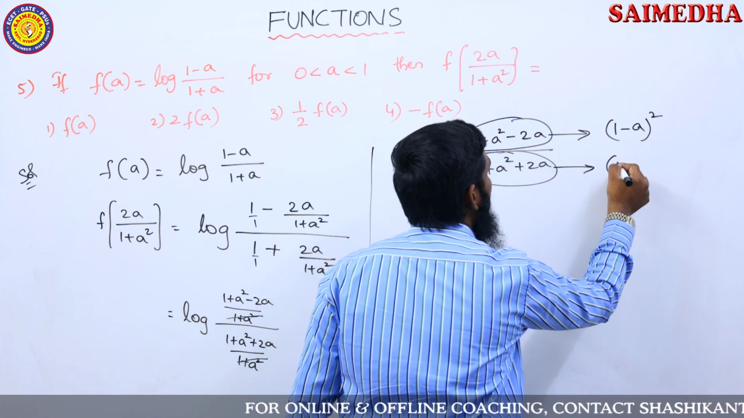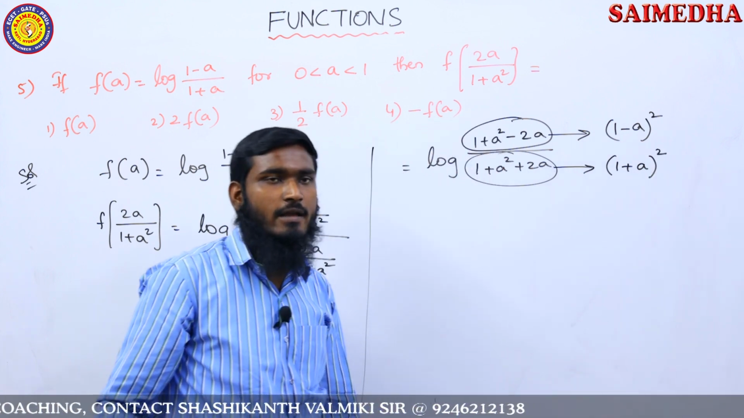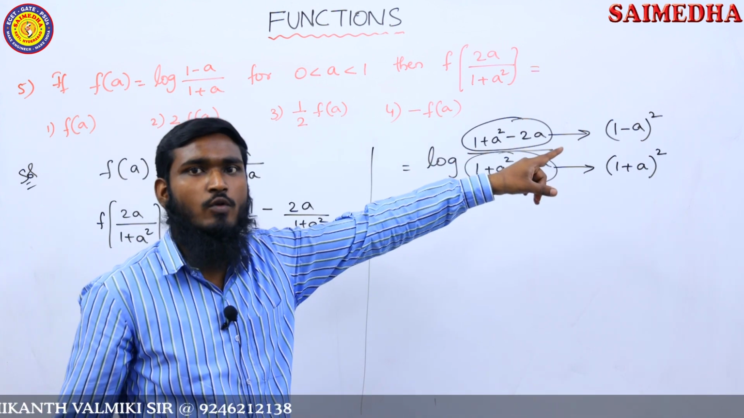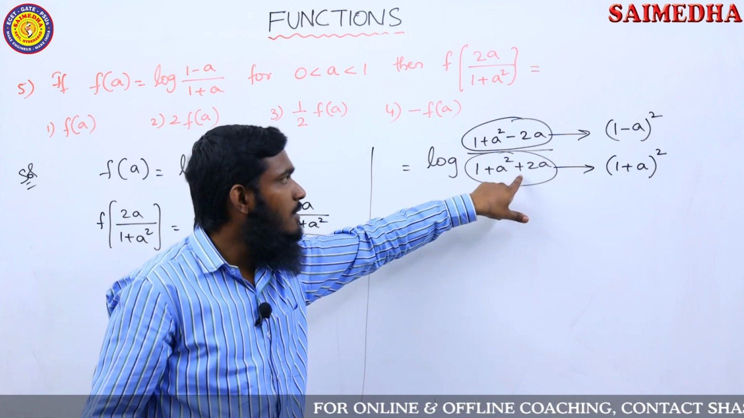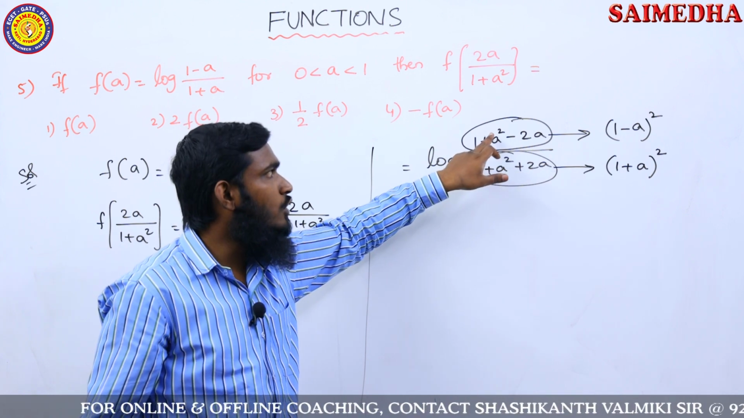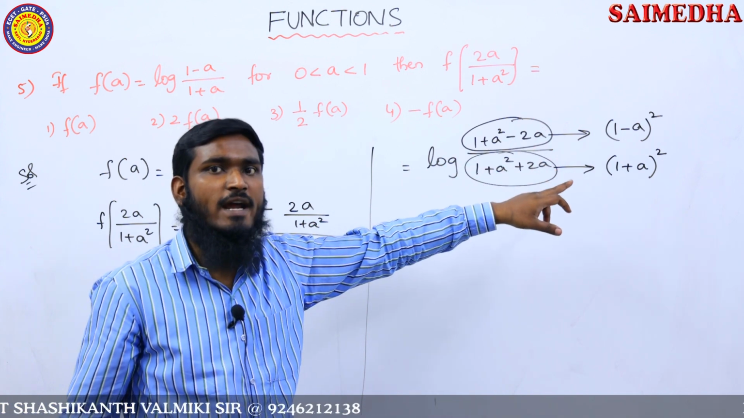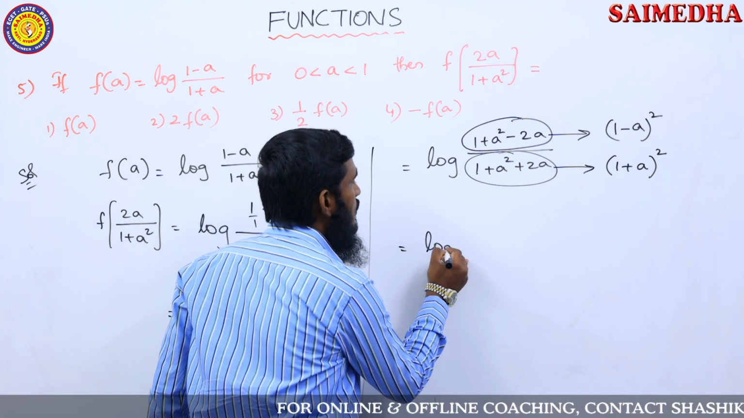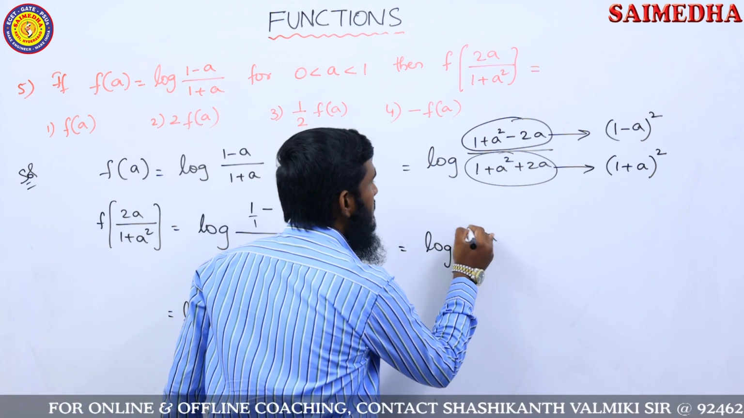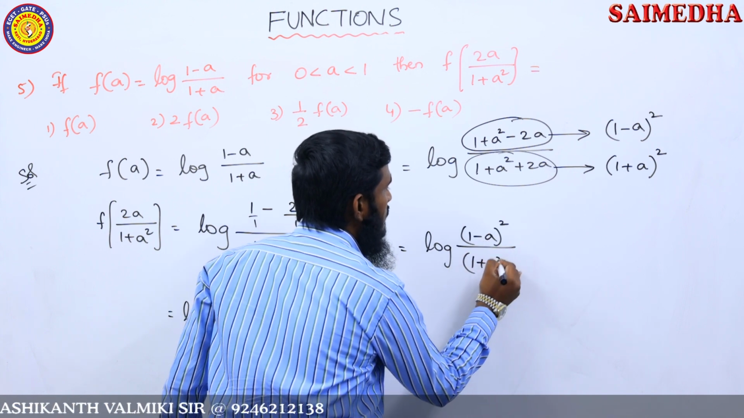Now for this part we can write 1 plus a whole square, because it is in the form of (a plus b) whole square, which means a square plus b square plus 2ab. So for the numerator part we write 1 minus a whole square, and for the denominator part it is 1 plus a whole square. So this equals log of (1 minus a) whole square divided by (1 plus a) whole square.